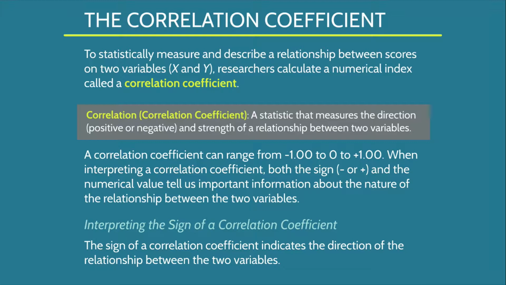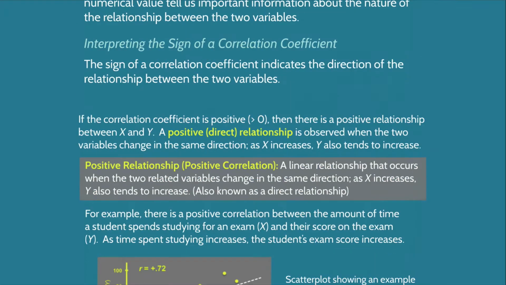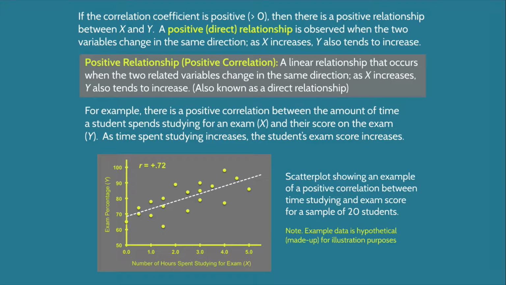The sign of a correlation coefficient indicates the direction of the relationship between the two variables. If the correlation coefficient is positive or above 0, then there is a positive relationship between variables X and Y. A positive or direct relationship is observed when the two variables change in the same direction. As X increases, Y also tends to increase.